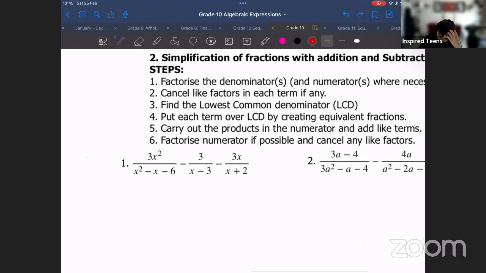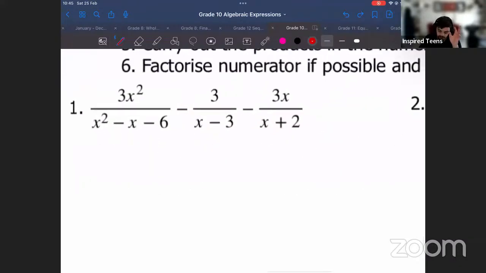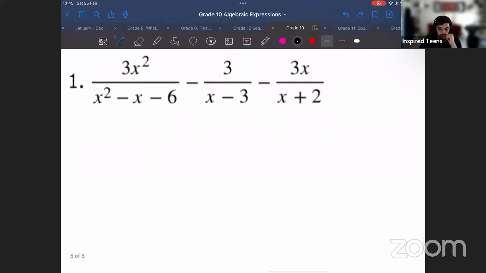Okay, so let's look at this. Factorize the denominators and numerators. Cancel like factors in each term, if any. Find the LCD. Put each term over the LCD by creating equivalent fractions. Put each term over the LCD by carrying out the products. Okay, a bunch of baby steps. Let's just go through the practical example.